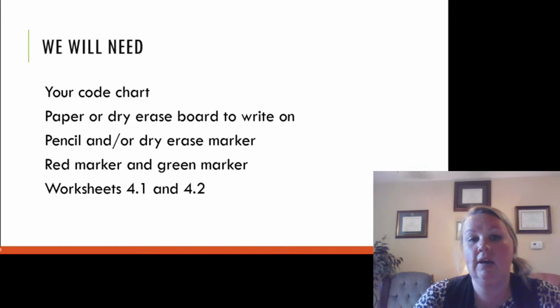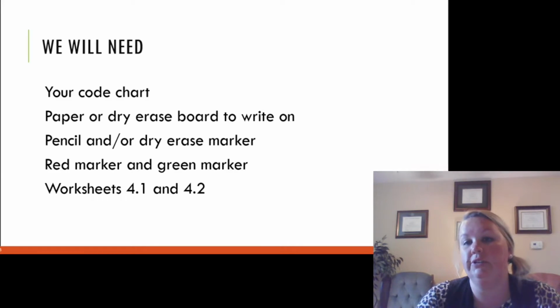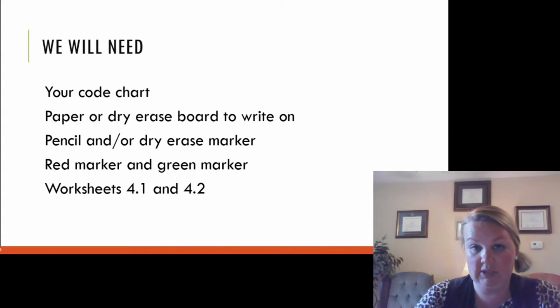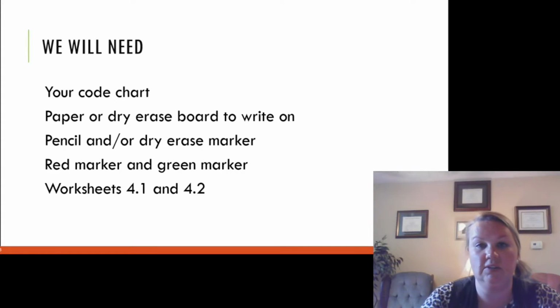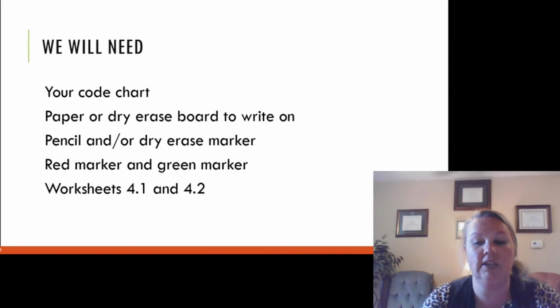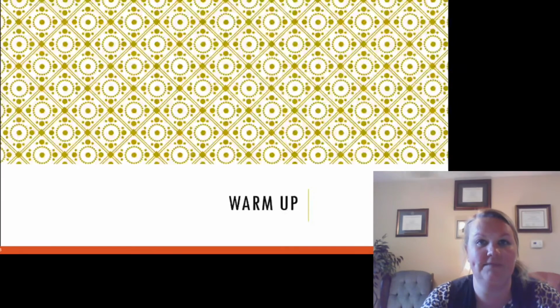You'll also need paper or a dry erase board to write on, and then you'll need a pencil or a dry erase marker. If you're using paper, you will need a pencil. If you're using a dry erase board, you will need a dry erase marker. You will also need a red marker and a green marker, and you will need access to worksheets 4.1 and 4.2 from the Tennessee Foundational Skills Curriculum Supplement. Once you have these materials, you can unpause your video and continue with the lesson.